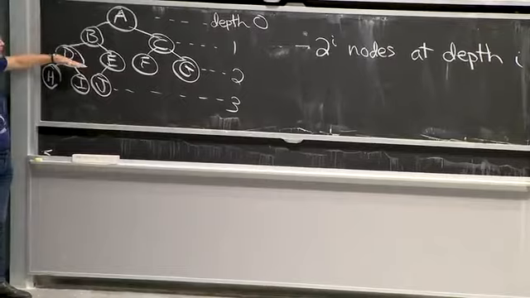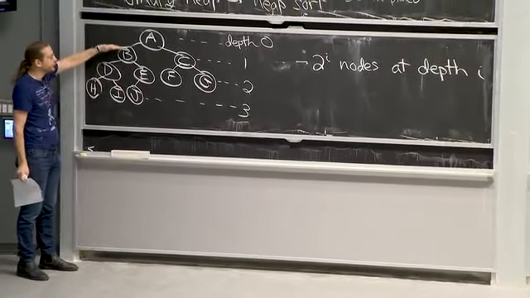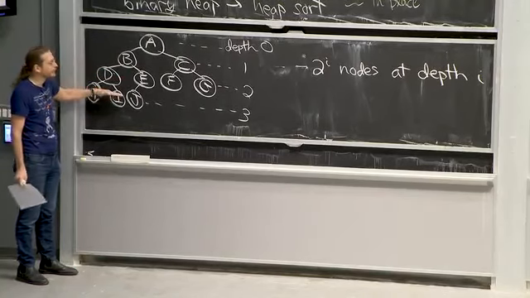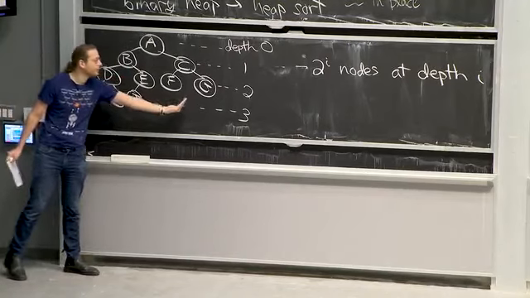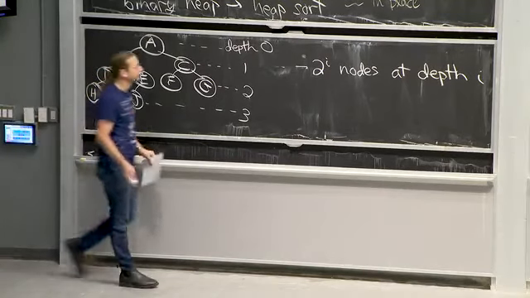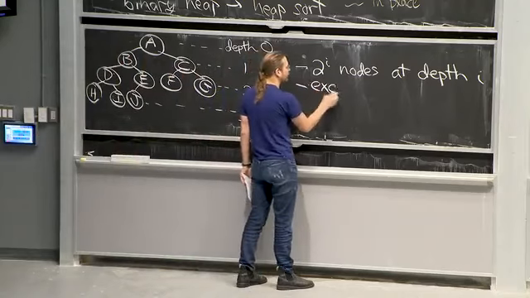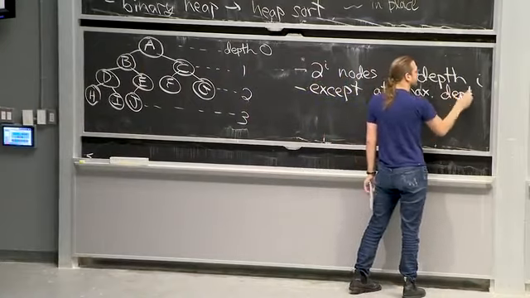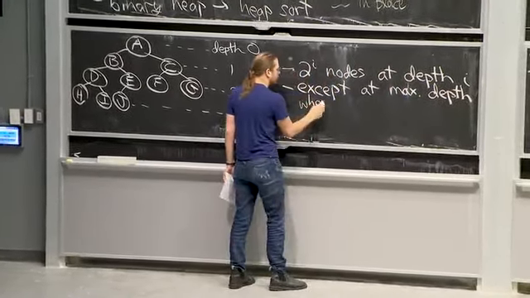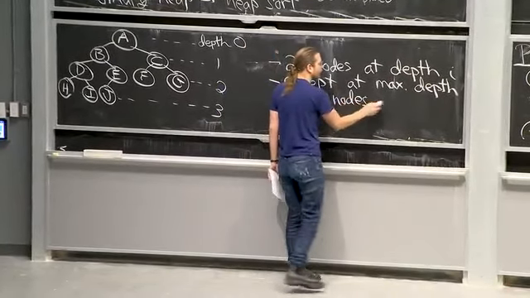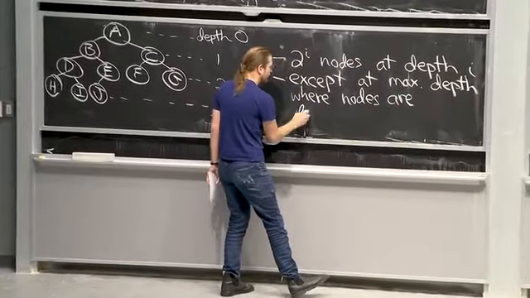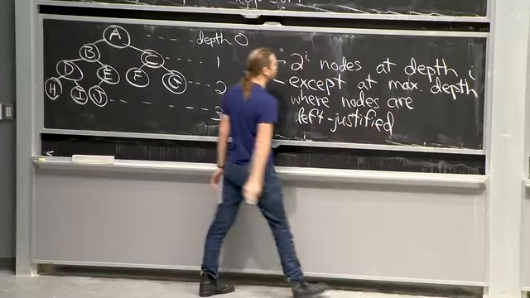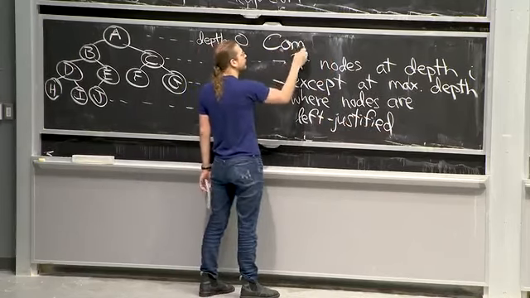I can't always achieve that for any n. And so the next best thing I could hope for is 2 to the i nodes at depth i until the very last i, the largest depth. And in that level, I'm still going to restrict things. I'm going to force all of the nodes to be as far left as possible. OK, so I want to say except at max depth, where nodes are, I'll call them left justified. And these two properties together is what I call a complete binary tree.